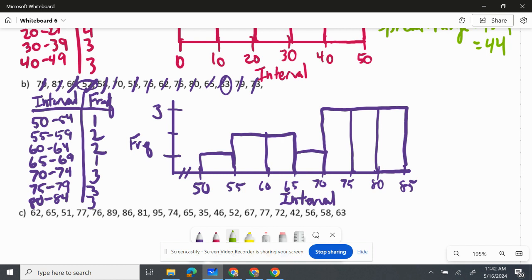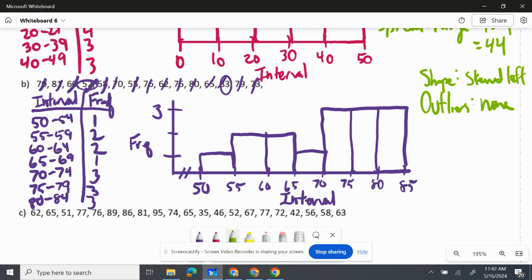So when I'm looking at my shape, I'm going to say skewed left, and then outliers would be none. That would be multiple gaps where I need an outlier.